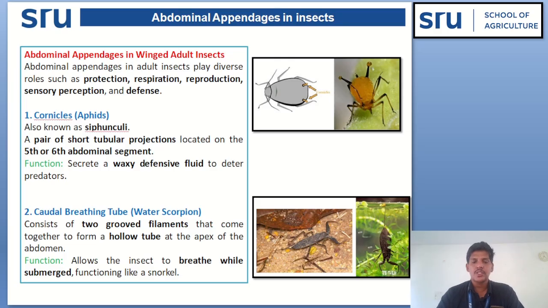Next, the caudal breathing tube is there in the water scorpion. See, this is the caudal breathing tube. It consists of two grooved filaments that come together to form a hollow tube at the apex of the abdomen. The function of the caudal breathing tube is to allow the insect to breathe while submerged, functioning like a snorkel.